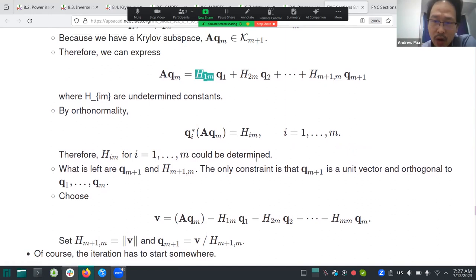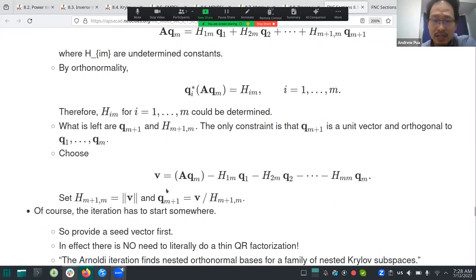But the only thing that we know really is that Q sub M plus 1 belongs to an orthonormal basis, and therefore this Q sub M plus 1 has to have length 1. So this should be a vector of unit length, and then it should be orthogonal to Q sub 1 up to Q sub M.